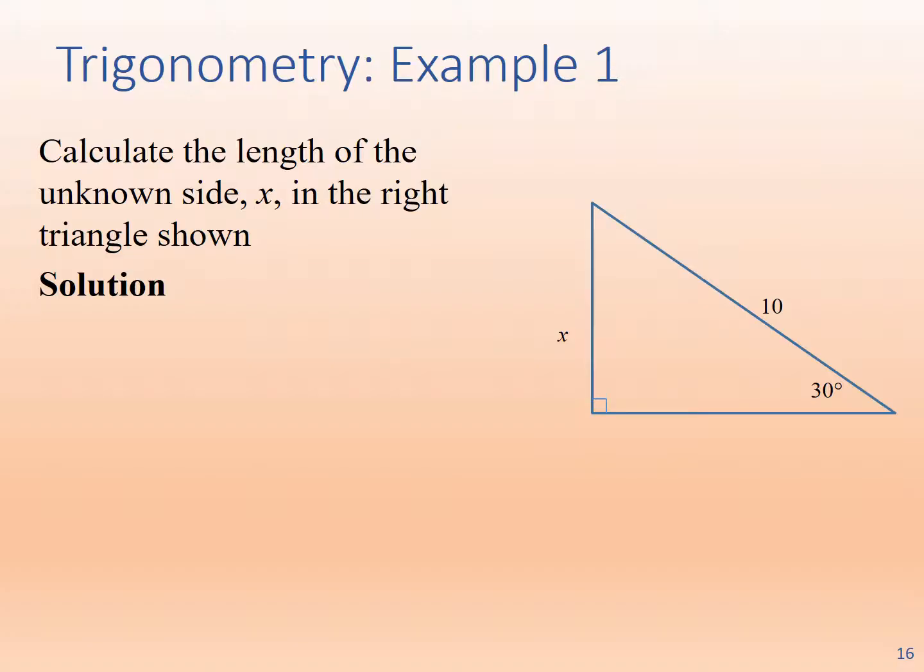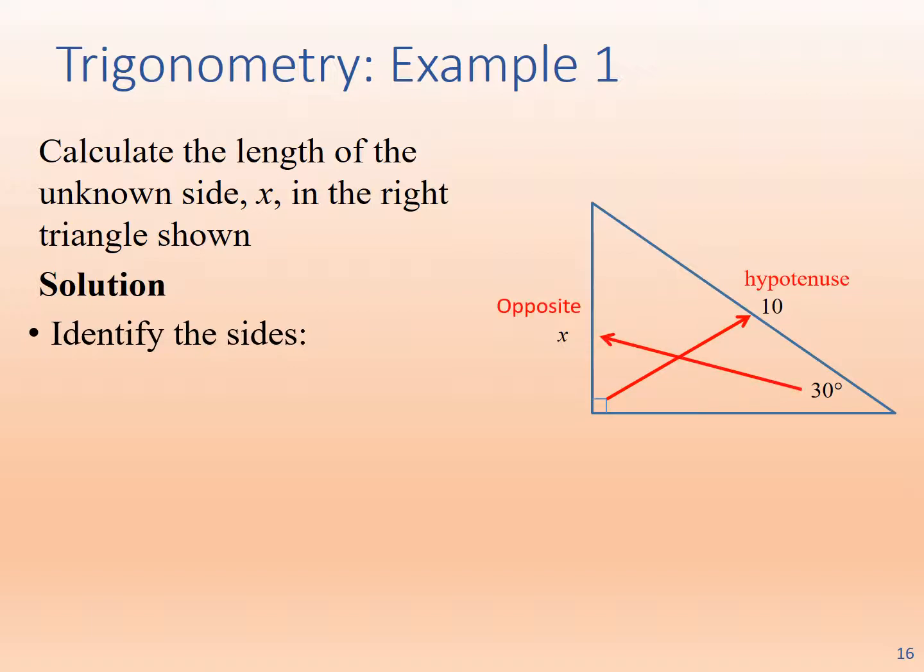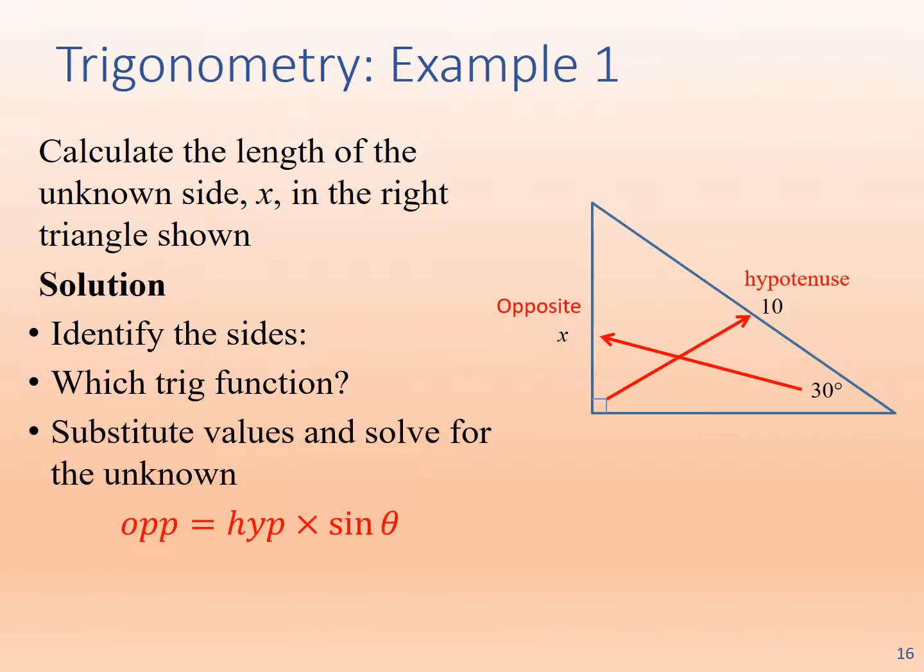Let's have a look at some examples now. We have a right triangle and we want to find the unknown side marked x. We know the angle and we know the hypotenuse. So the unknown side x is the opposite, so we can write down our equation there for opposite using the hypotenuse. That is, opposite is hypotenuse times the sine of the angle. We can substitute the values in and then solve for the unknown.